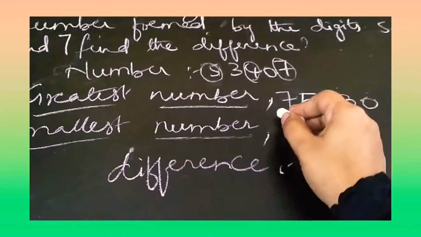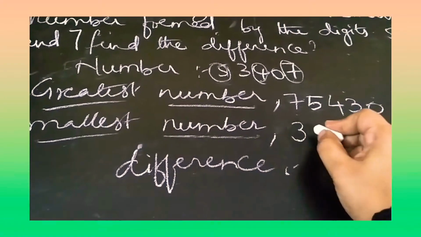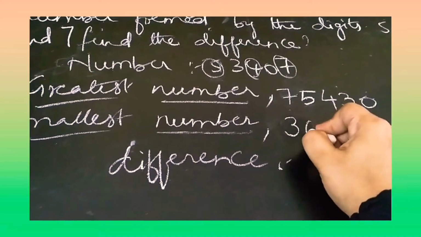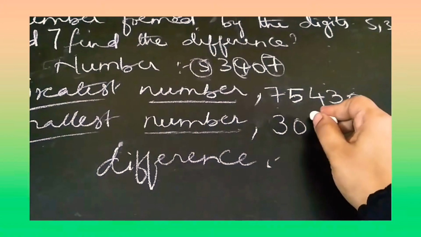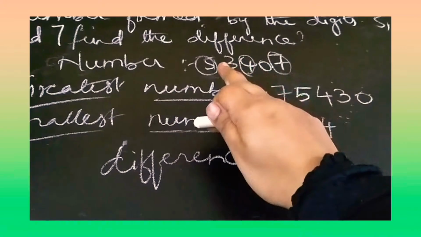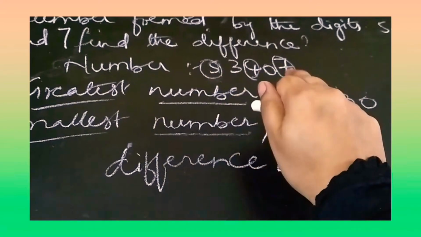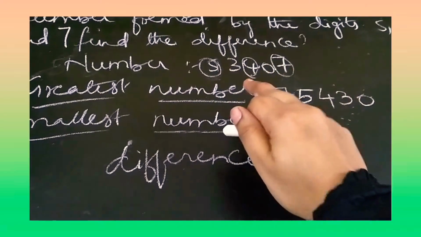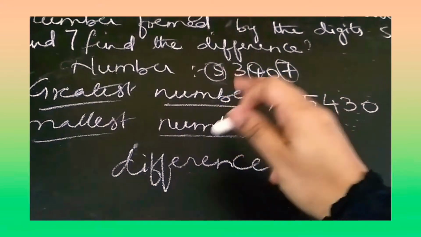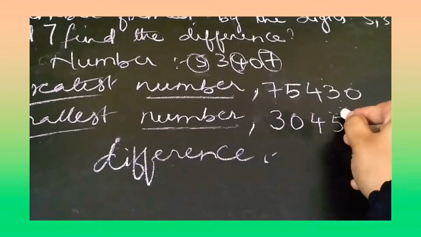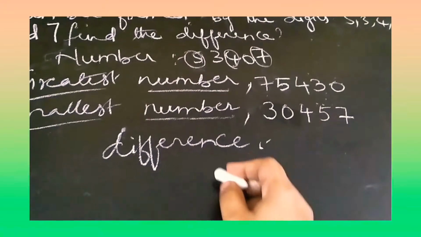First we will take 3. Then we will take 0. We have taken 3, 0. 5, 4, 7 is left. Among these, which is the smallest number? 4. Then we will take 4. Among 5, 7, which is smaller? 5. Then 7. Now we will do the difference.